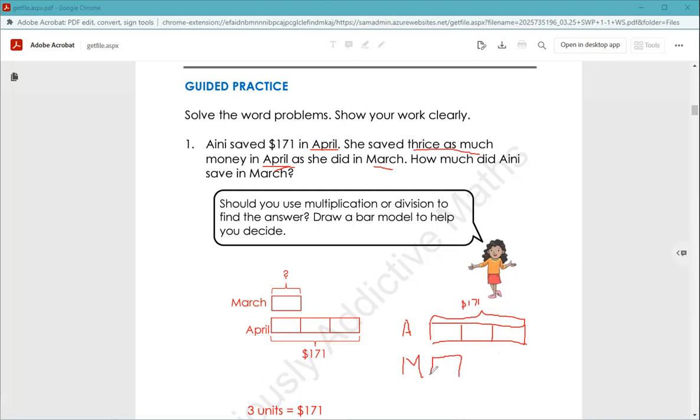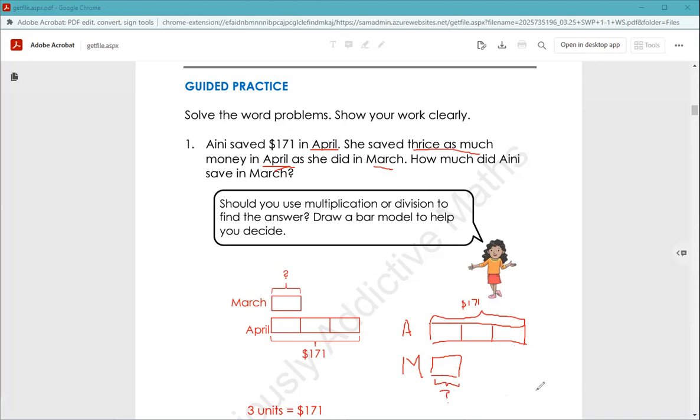Okay. So make sure that they are doing this step by step together with you. Get them to understand the process. And then the final question: how much did Aini save in March? Where should they label the question mark? Here. Okay, question mark.